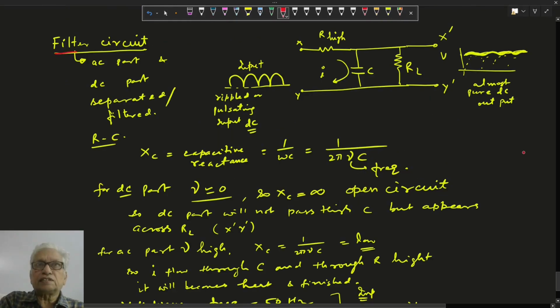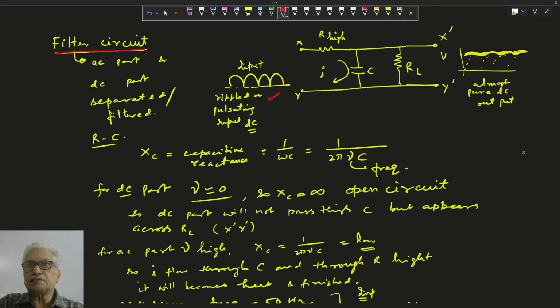In a filter circuit, the AC part and DC part are separated or filtered. Say this is the rippled or pulsating input DC. This is an RC filter. This XC is the capacitive reactance, 1 upon omega C, 1 upon 2 pi nu C. Nu is the frequency. For the DC part, frequency is 0, so XC becomes infinite. It will behave like an open circuit. So the DC part will not flow through the capacitance but comes across the output RL resistance.